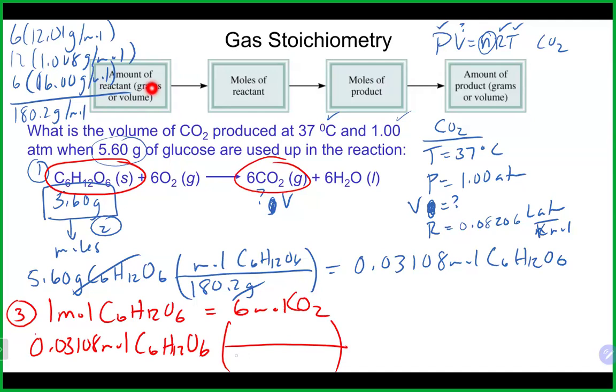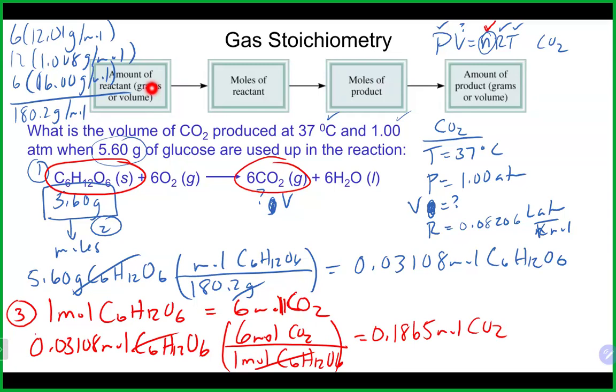We're going to do our mole-to-mole relationship. So we want to go opposites to cancel. We're going to put this guy on the bottom, 6 moles of CO2 up on top. And the moles of the glucose will cancel. So we're basically going to take that 0.03 number and times it by 6, which gives 0.1865 moles of CO2.